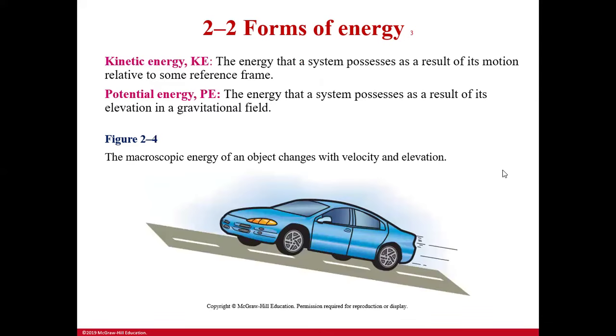Kinetic energy is the energy that a system possesses as a result of its motion relative to some reference frame. And potential energy is the energy that a system possesses as a result of its elevation in a gravitational field. The macroscopic energy of an object changes with velocity and elevation. Velocity is the speed at which it is moving. The difference between speed and velocity is that velocity has a direction. Elevation is how far the object is above the sea level.